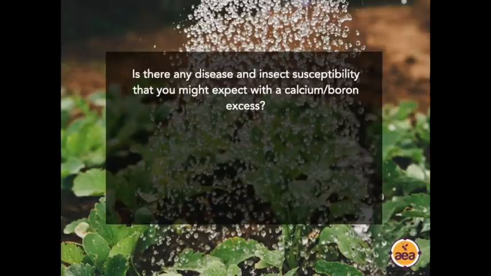Question from Gary Nicely. Hi, Gary. Is there any disease and insect susceptibility that you might expect with a calcium and boron excess? I've not encountered that often enough that I have enough experience to comment, Gary. I can think of two situations where we did experience that. Both were on strawberries, one on the East Coast and one on the West Coast, but there were not any particular patterns of pest susceptibility. There was slowed growth, but that's the only thing that we really observed. So I'd be happy to dig into that a little bit more deeply with you in a follow-up conversation.